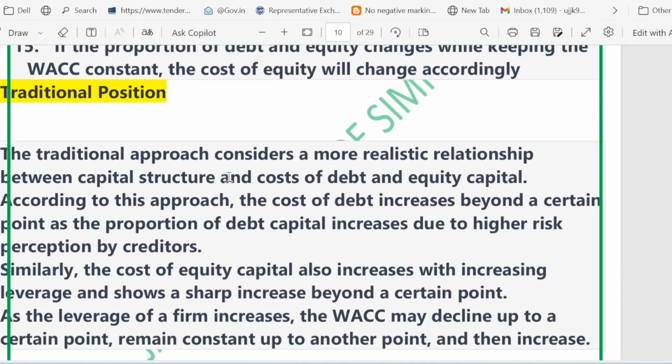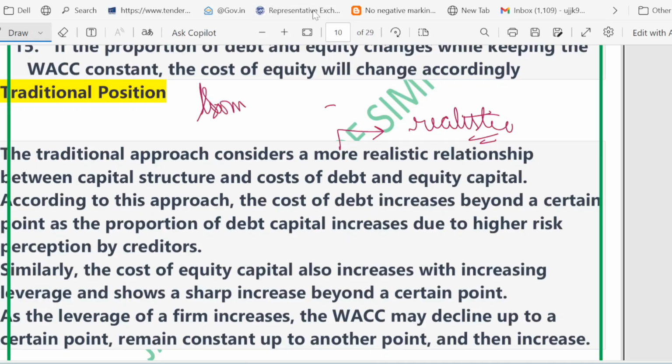Now the third method we have is called the traditional position. Basically, this is the traditional approach to the capital structure. This one is considered more realistic compared to the net income and NOI approach. So remember the key point: this traditional approach is more realistic. The idea here is simple. Taking some debt is good, but taking too much debt is dangerous. So you should take debt, but some debt. Some debt is good, but too much debt is dangerous.